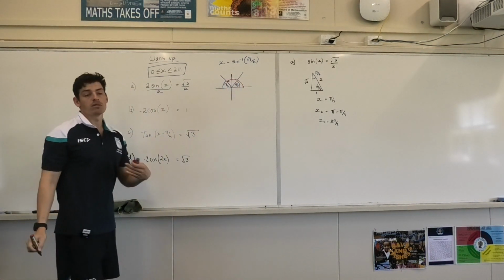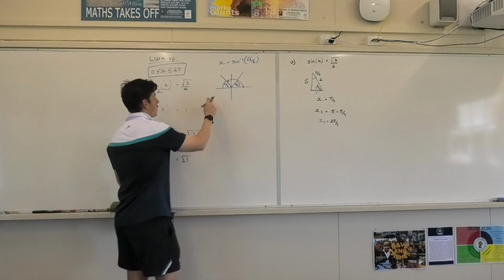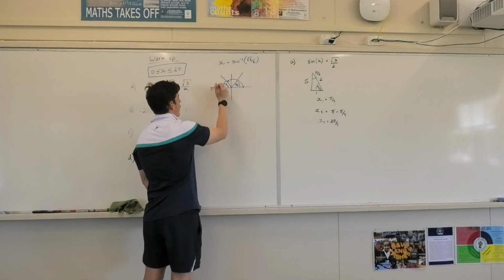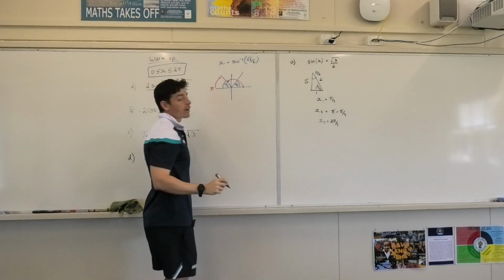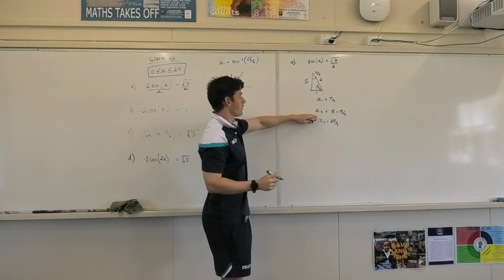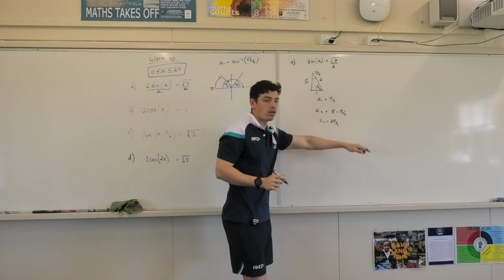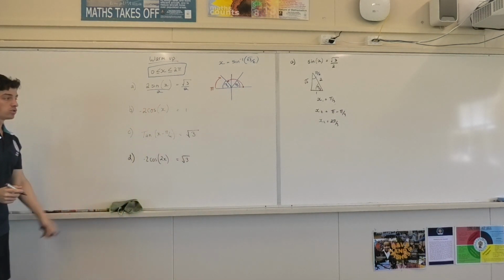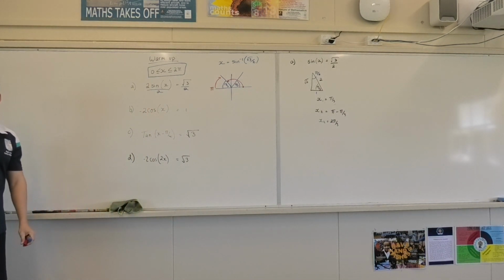Well, what do I know about my CAST circle? I know that this point here represents pi. And I know that I'm pi on 3 back from pi, correct? So I can represent that, x1 is equal to pi on 3, x2 is equal to pi take away pi on 3, which gives me 2 pi on 3. There are no other solutions in that domain, so my problem is done.